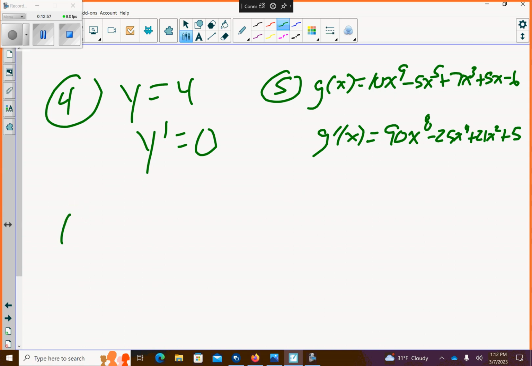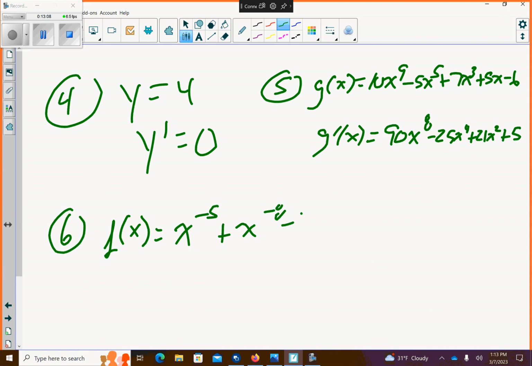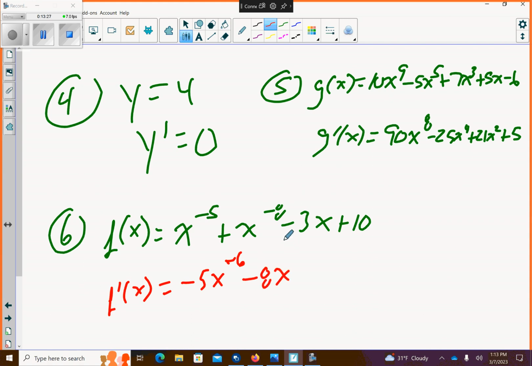And number 6, the 6 is blurred out, but I think we can figure out where this goes. All right, you have to be careful on these. So f prime of x is going to be negative 5x. Subtract 1 from negative 5, so I get to negative 6. And then I get negative 8x. Subtract 1 from negative 8 till I get to negative 9. And then the derivative of minus 3x is just minus 3. Derivative of 10 is 0. So that's all we do there.